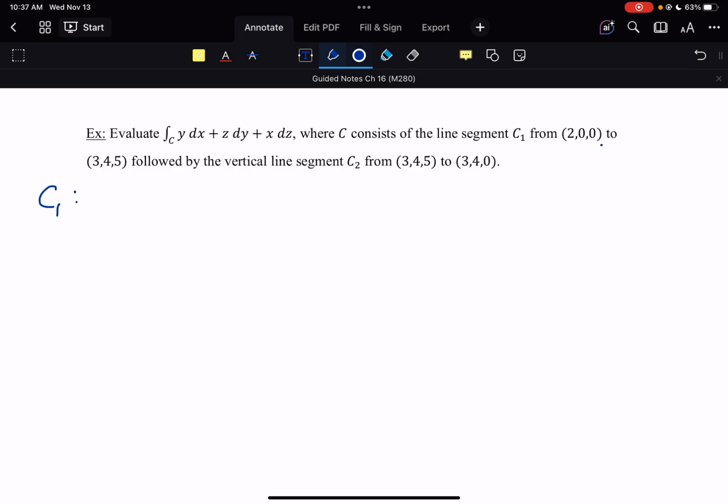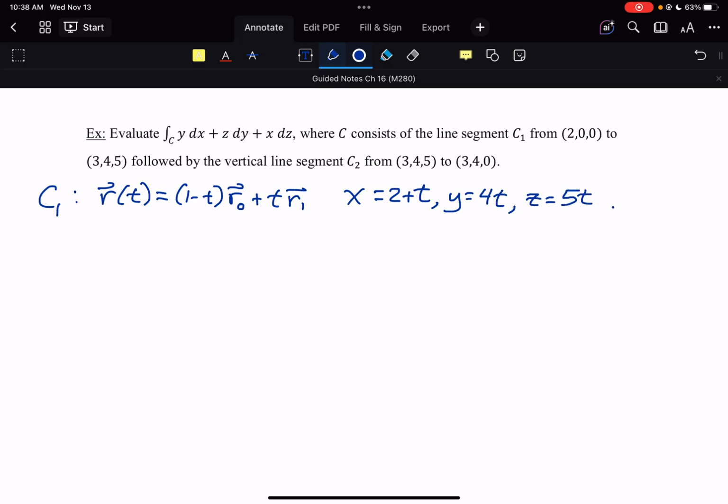So we need to parameterize them separately, evaluate them separately, and just add them together. For the parameterization of this line segment, recall r of t equals (1 minus t) times r naught plus t times r1. I'll spare you the work on this, but plug in the starting point and the ending point. We end up getting x is 2 plus t, y is 4t, and z is 5t, and t will go from 0 to 1.